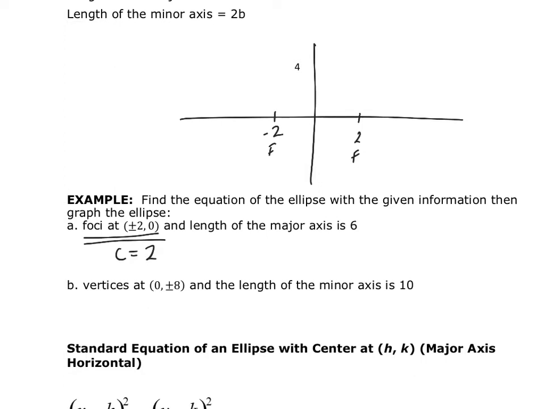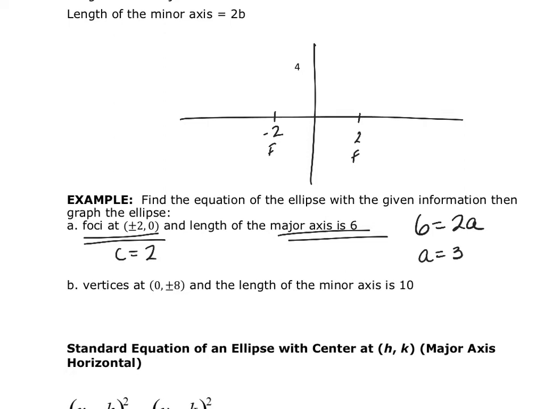Because my foci are on the x-axis, I know I'm at the origin. The other thing they're telling me is the major axis has a length of 6. That 6 is equal to 2 times my a, because that's how we define the length of the major axis. 2 times a is the length of the major, 2 times b is the length of the minor. So that tells me my a must be 3.